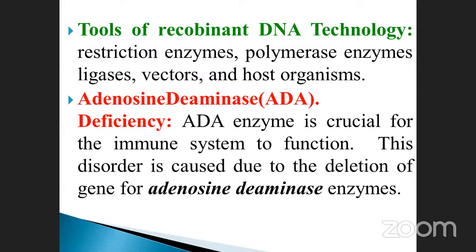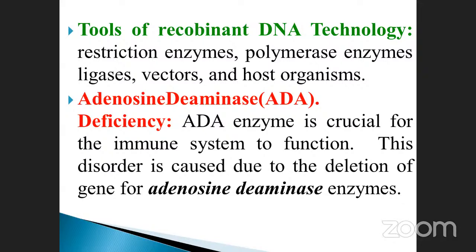Restriction enzyme, you know it as molecular scissors. Polymerase, it's also a recombinant enzyme. And ligases, for the linking of two DNA molecules. Vectors: plasmid, cosmids, phage, bacteriophage. Bacteria and host organisms, which may be plant or animal. If you want to mention one specifically, E. coli is the main one.